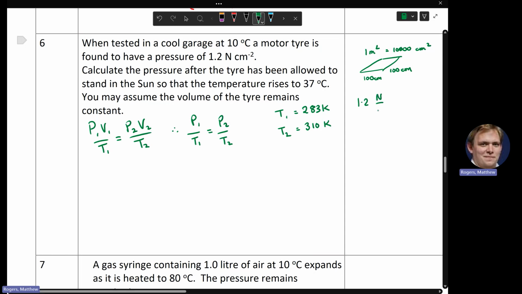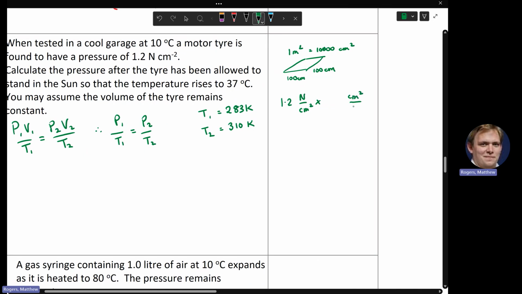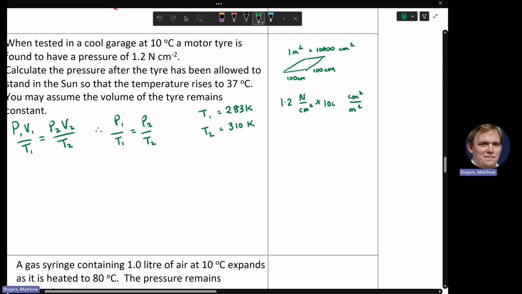So to go from a pressure that is 1.2 newtons per centimetre squared, we're going to need to convert this. We're going to multiply this by a conversion factor. That means we replace the bottom unit, so I'm going to put centimetres squared over metres squared. When I multiply this, the centimetres squared cancel out and I replace them with metres squared. And I already know that the number of centimetres squared per metre squared is 10,000. So 1.2 newtons per centimetre squared is 1.2 times 10 to the 4 newtons per metre squared, or pascals as we typically call them. So that's what that pressure means.